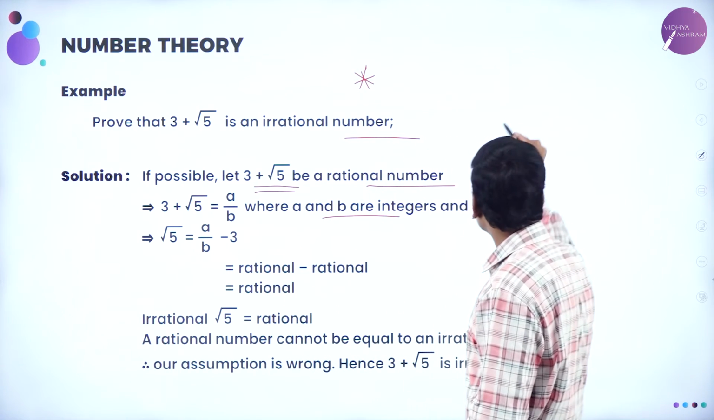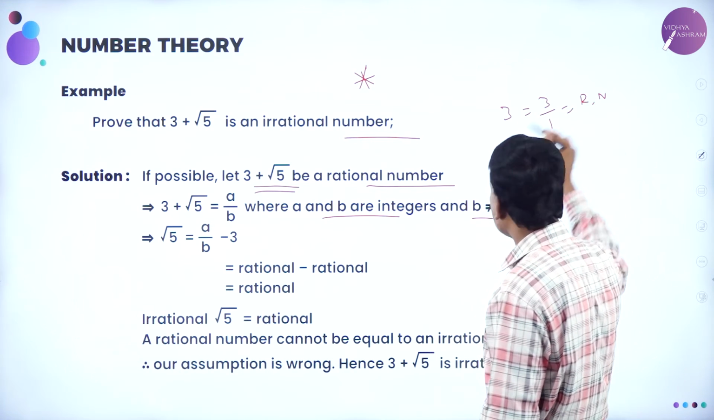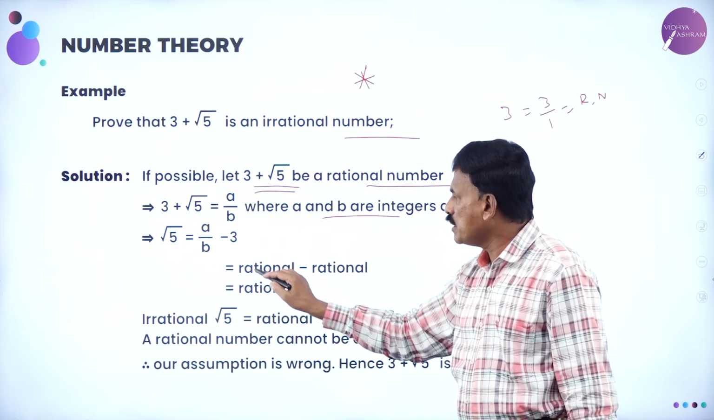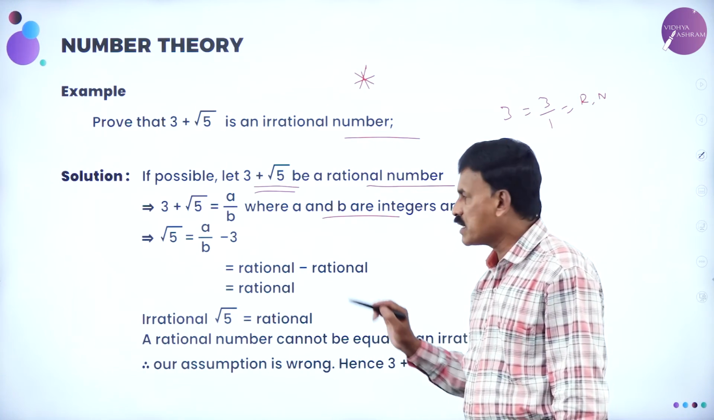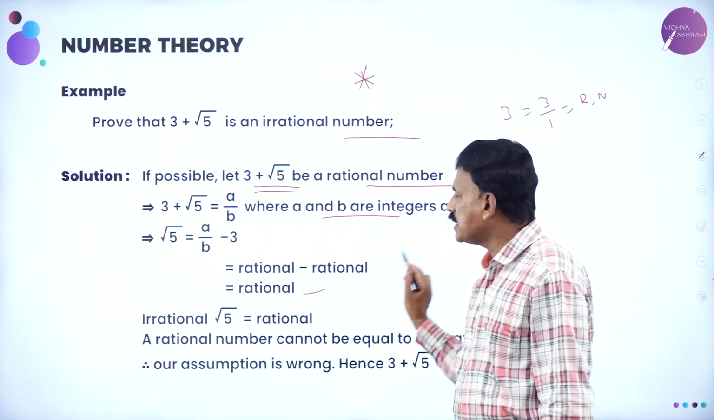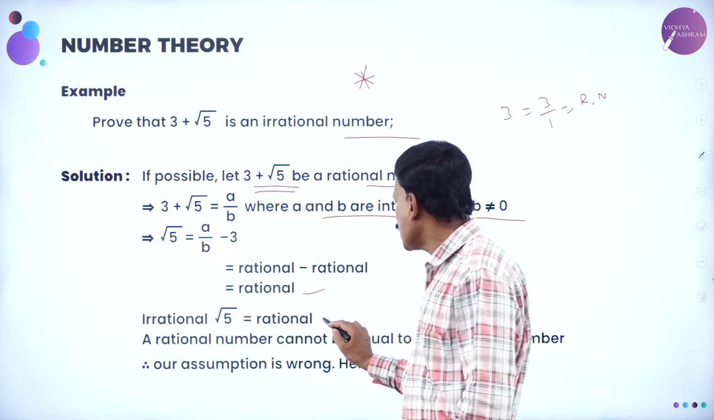3 can also be written as 3 by 1. Again, this is a rational number. So, A by B, a rational number, minus 3 by 1 is again a rational number. Rational number minus rational number is again a rational number. That means irrational root 5 is a rational number.